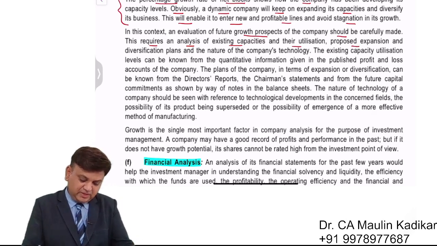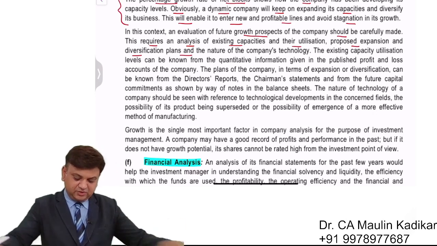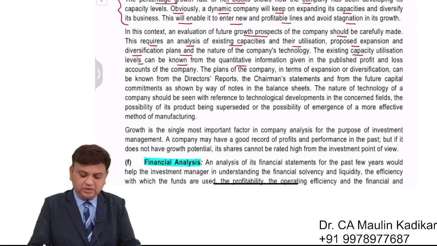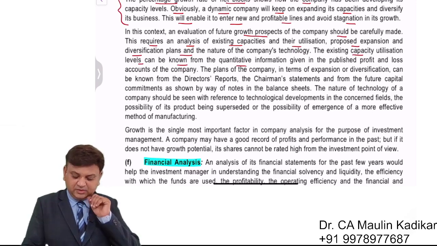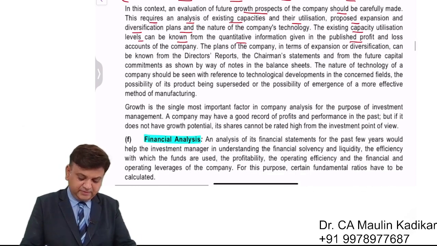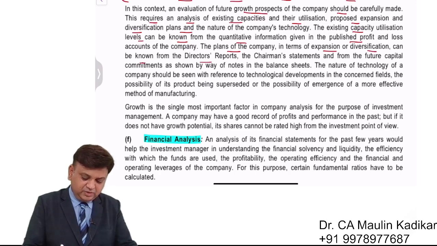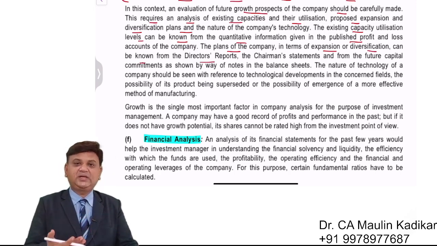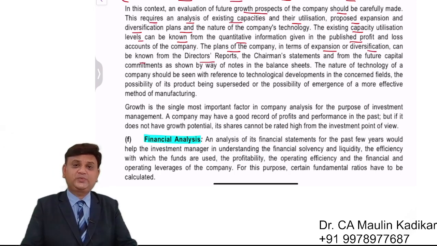Proposed expansion and the diversification plan, and the nature of the company's technology. The existing capacity utilization level can be known from the quantitative information given in the published profit and loss account of the company. The plans of the company in terms of the expansion or diversification can be known in the director's report. तो फंडामेंटल एनालिसिस में आपको ये सब भी स्टडी करना है कि कंपनी का फ्यूचर प्रोस्पेक्ट्स क्या है.